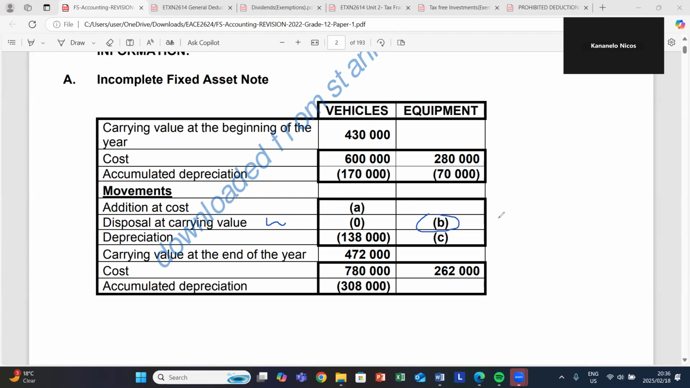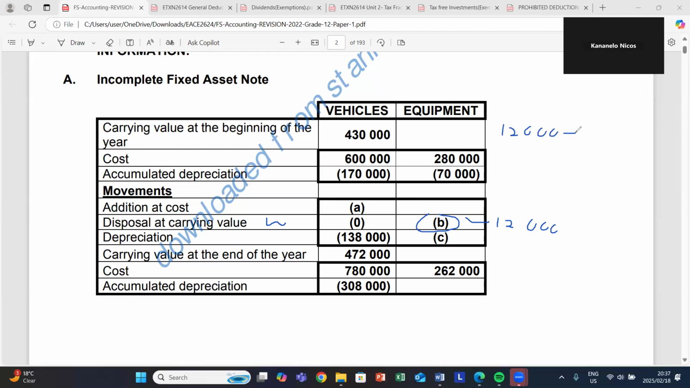That's the carrying value at the beginning of the year. Here you record the carrying value at the point of sale, the carrying value when you sold your asset. So that 12,000 is the carrying value at the beginning.